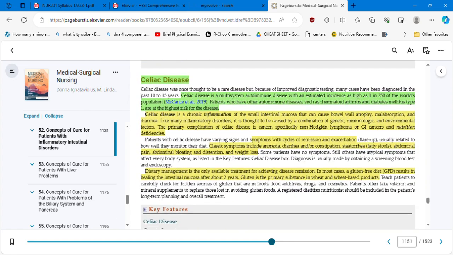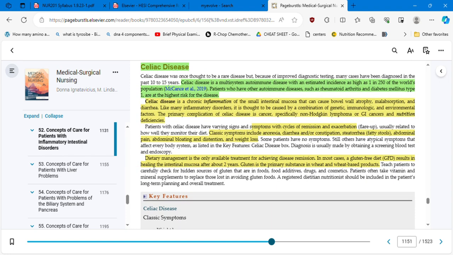Let's talk about celiac. Celiac disease is a multisystem autoimmune disease with an estimated incidence as high as 1 in 250 of the world's population. It is a multisystem autoimmune disease, celiac.